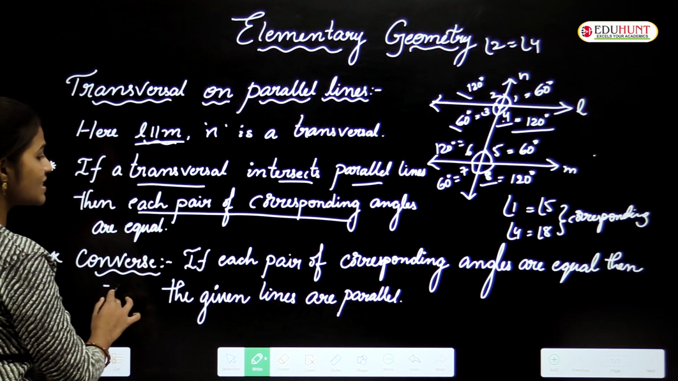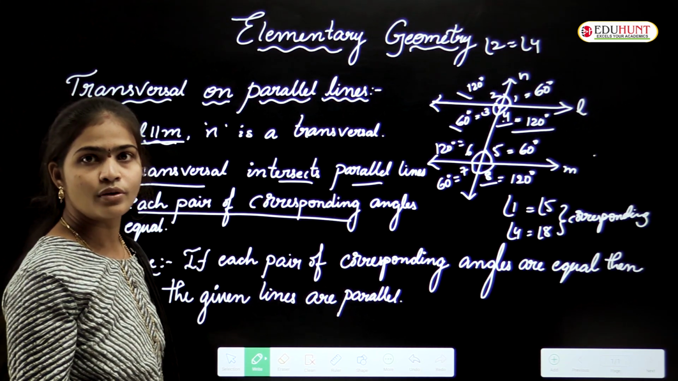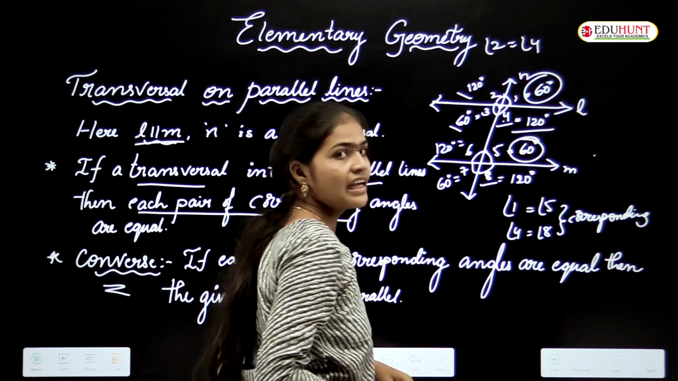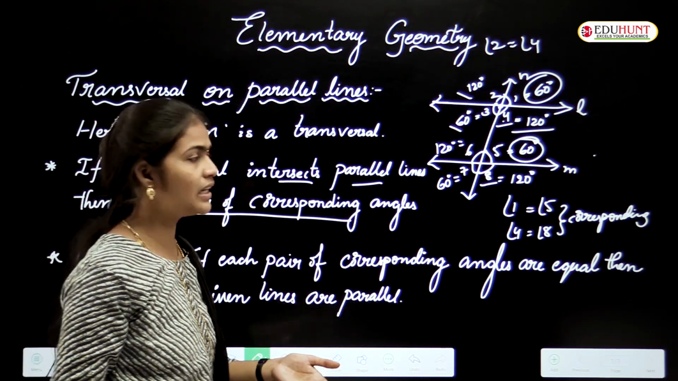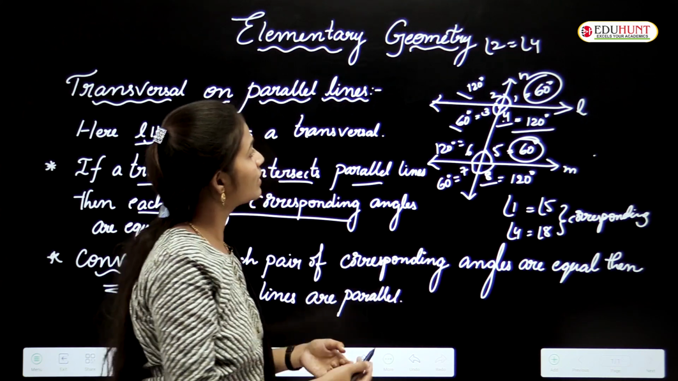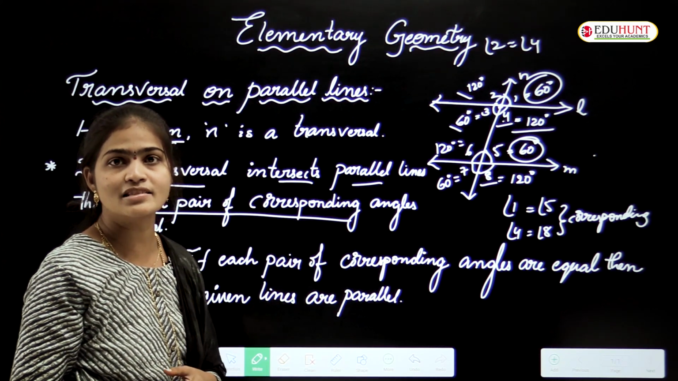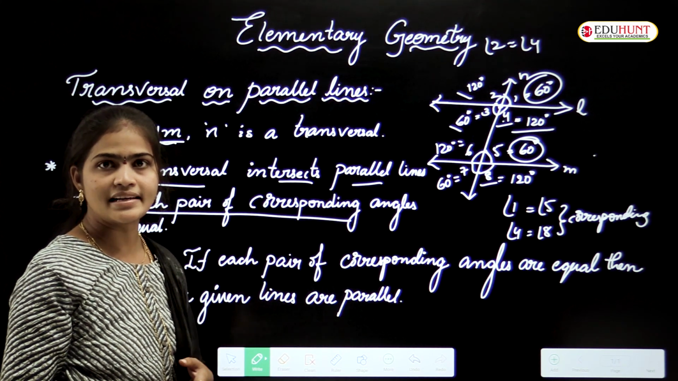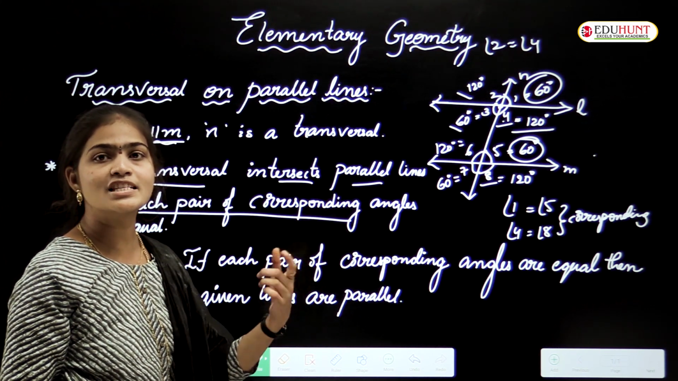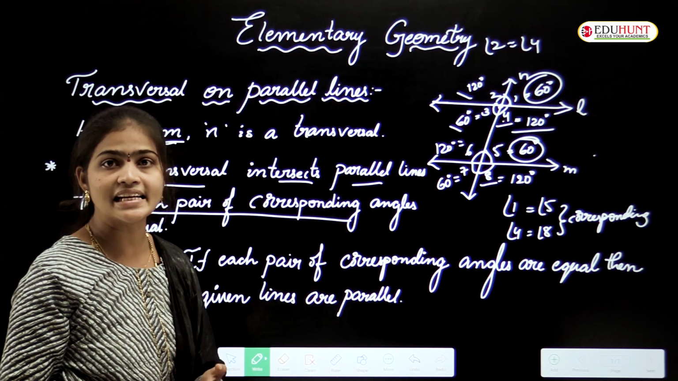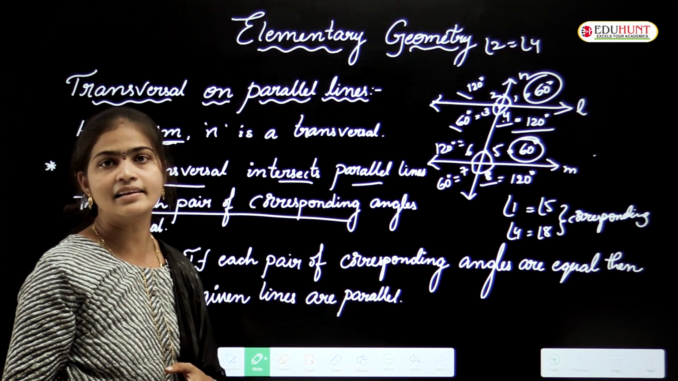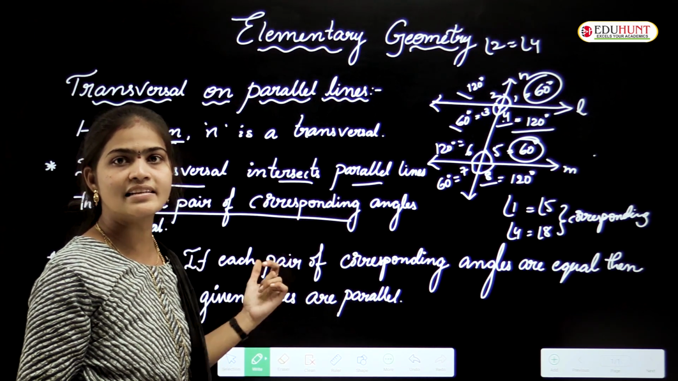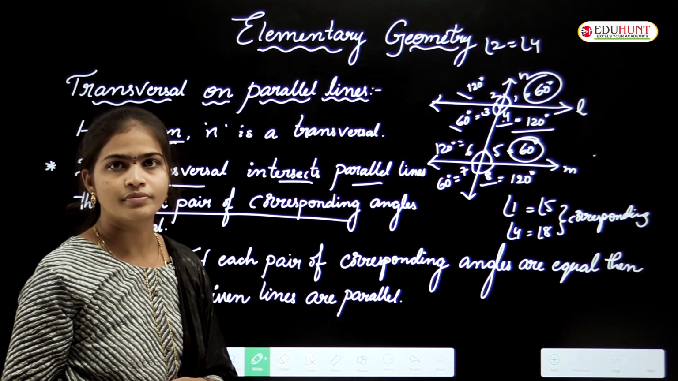Why? Because here the converse is also satisfied. Just observe that here 60 degrees and here 60 degrees. If the corresponding angles are equal, then those two lines form parallel lines only, no? Those two lines become parallel lines. When is it possible? If each pair of corresponding angles are equal, then we can say that the given lines are parallel. So the given statement is true, and in the same way its converse is also true.